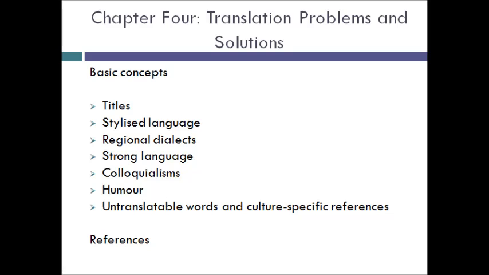So, let's start with this outline of my presentation. First, we have some basic concepts that I use to introduce the topic of literary translation and its main issues. Then I explain in detail some of the most outstanding problems proposed by Jill Paul. There, some examples are used to illustrate the way those difficulties can be overcome. The problems covered are titles, stylized language, regional dialects, strong language, colloquialisms, humor, untranslatable words, and culture-specific references. In the end, I have the references of this presentation.